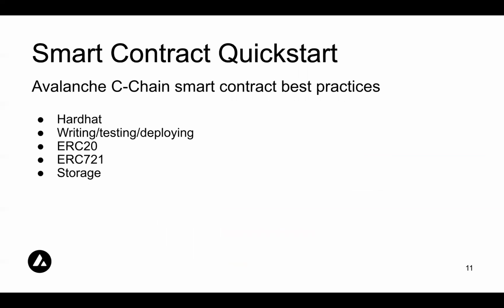We also have a smart contract quickstart. So the goal of the smart contract quickstart was to lay out best practices regarding writing, testing, and deploying smart contracts on the Avalanche C chain. And we build the smart contracts with the development environment Hardhat. We use Hardhat internally as opposed to Truffle. So we used Hardhat for the smart contract quickstart, but I think Truffle is amazing.